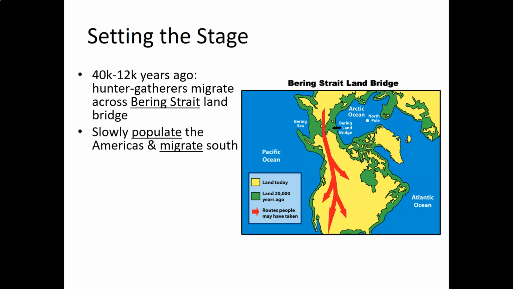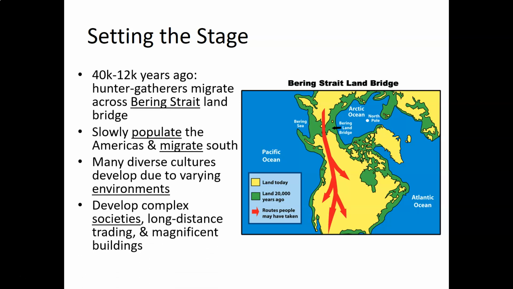All right, so let's set the stage for you guys. Setting the stage in history and how did people get to the Americas, and how they did that is about 40 to 12,000 years ago. Hunter-gatherers migrated from Asia across the Bering Strait land bridge into what is today Alaska, and then once they got across that land bridge into the Alaskan area, they slowly migrated and began to populate North America and then eventually Central America and South America.